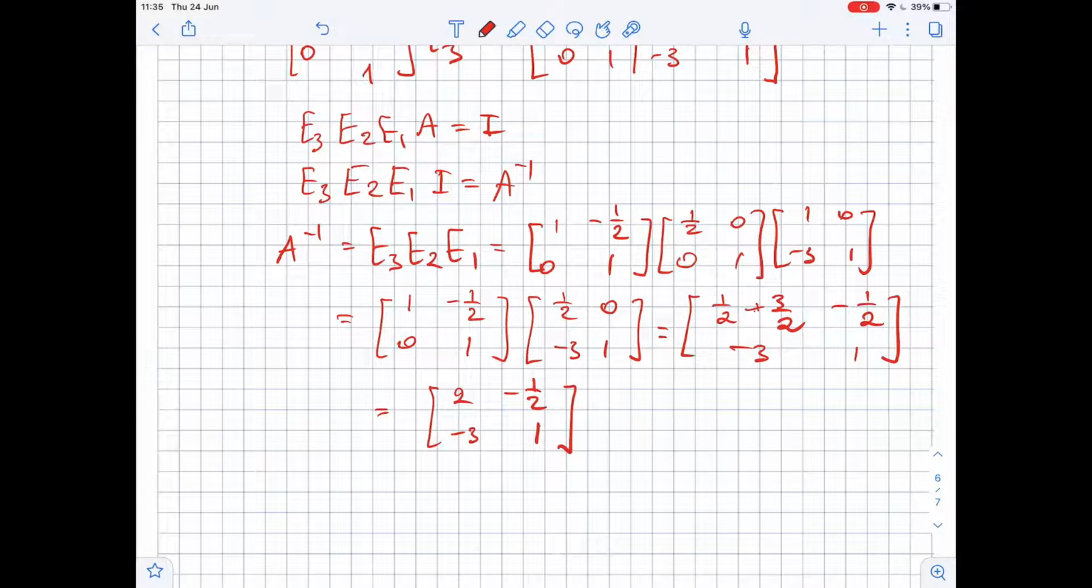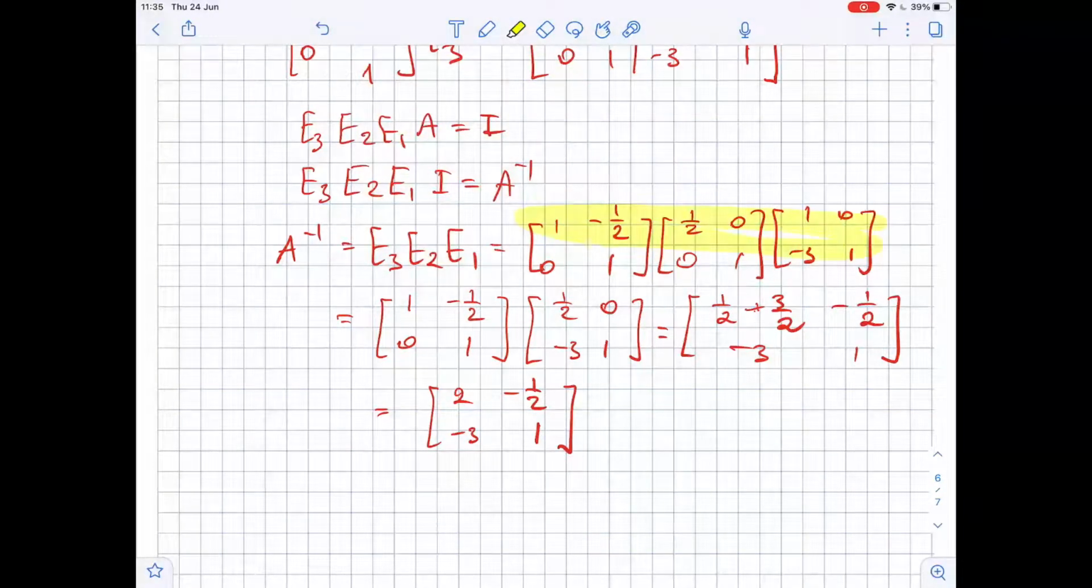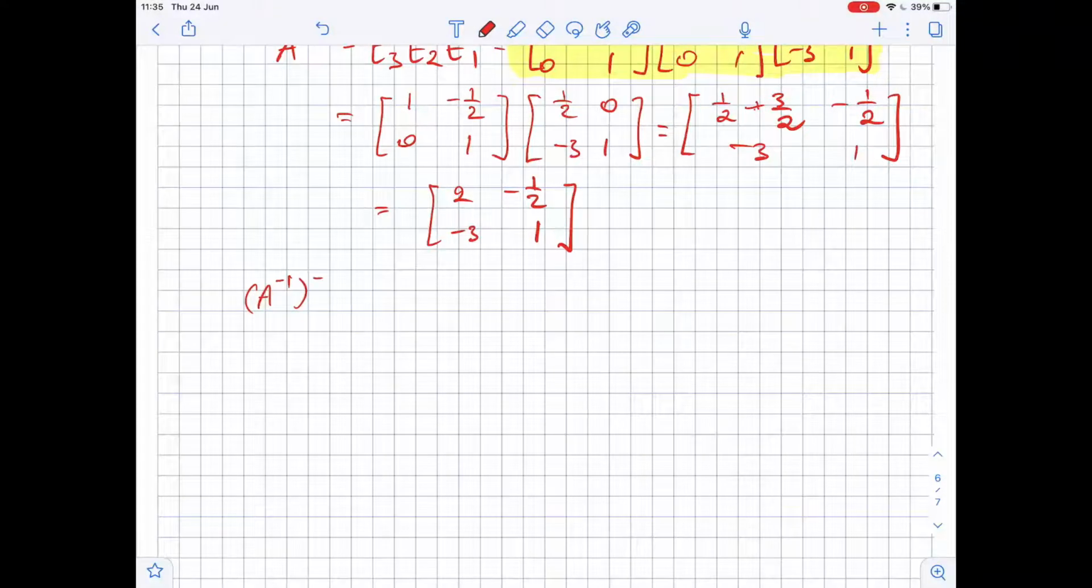So yeah, these are the elementary matrices, the product of which gives us A inverse. Now let's find A, which is actually the inverse of A inverse. So A inverse equals E3 times E2 times E1, so A equals E1 inverse times E2 inverse times E3 inverse, in reverse order: E3 inverse times E2 inverse times E1 inverse.